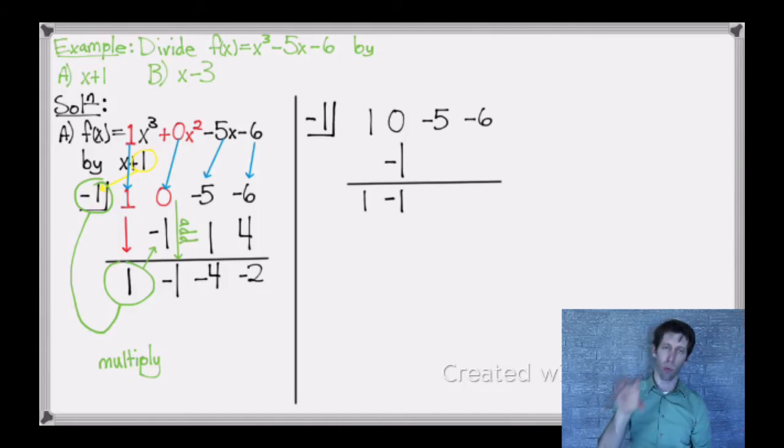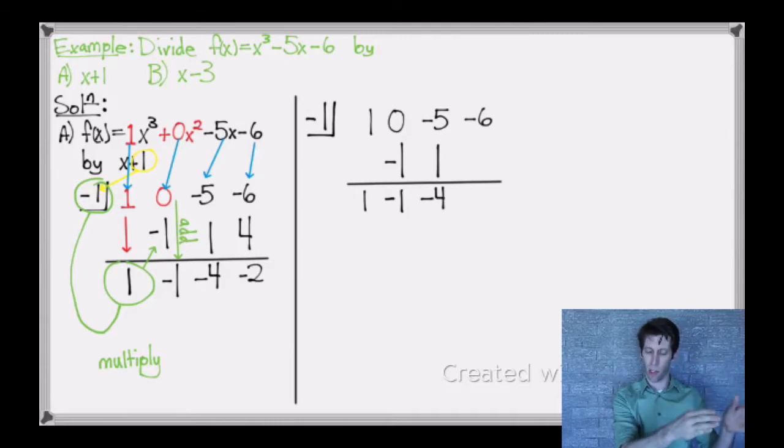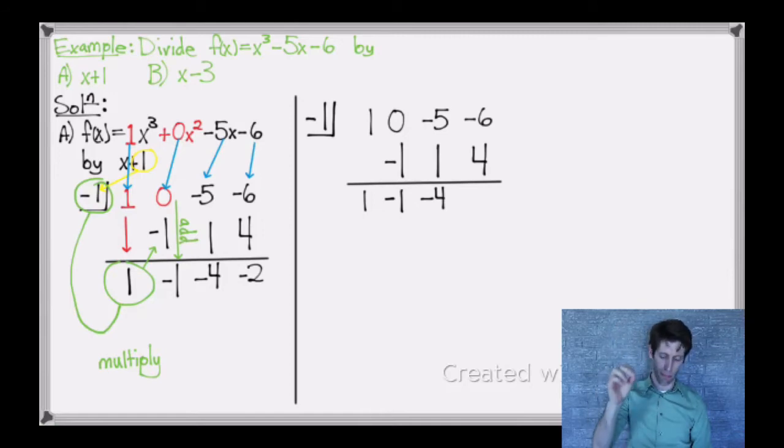Multiply that new minus 1 by what's in the box, which is also minus 1, to get 1. Add down the column to get minus 4. Multiply minus 4 times what's in the box, minus 1, to get 4. Finally, add down the column, minus 6 plus 4 is minus 2.